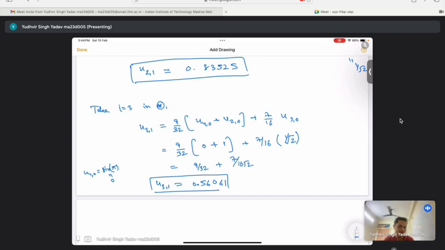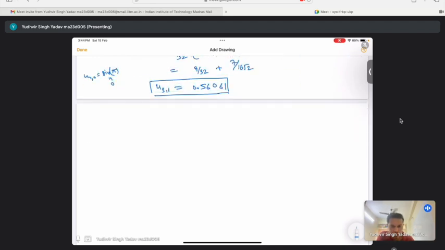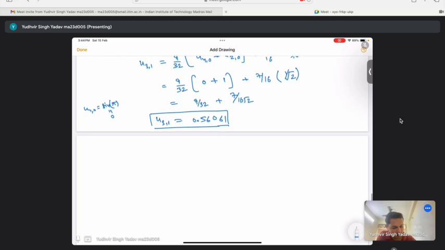So this is the required answer at the first time level for the third nodal point in the x direction. So these are all the required values. Like we are having this grid.